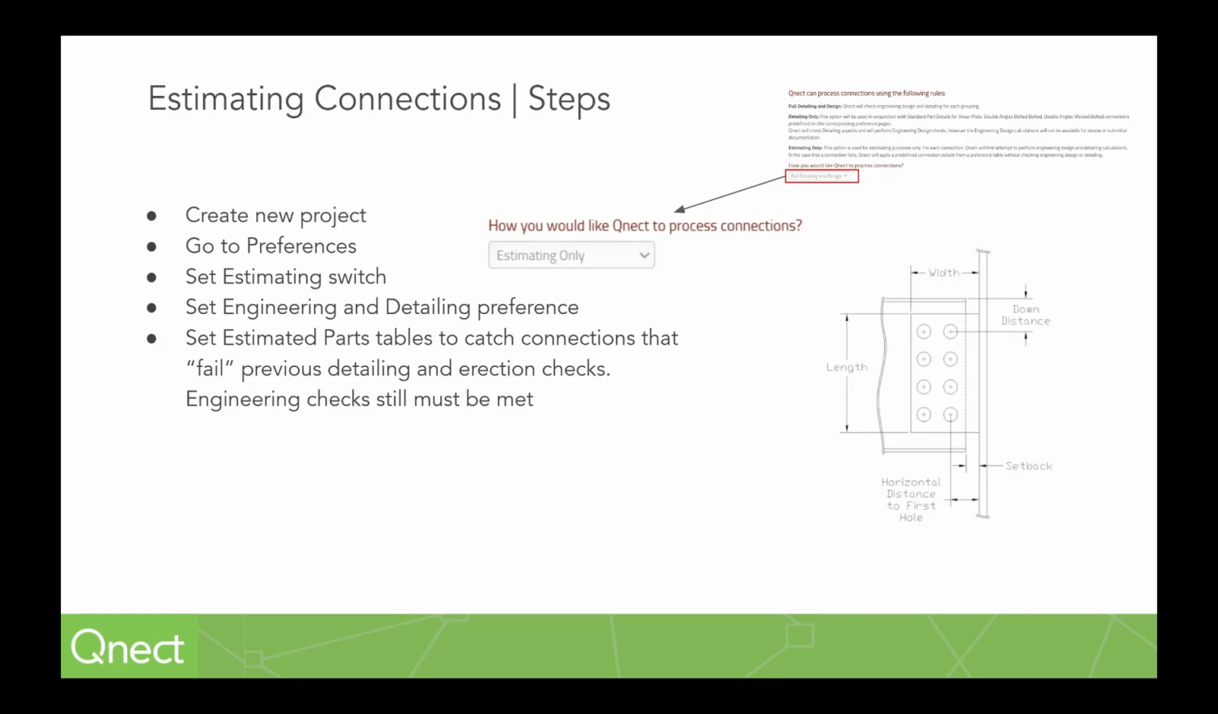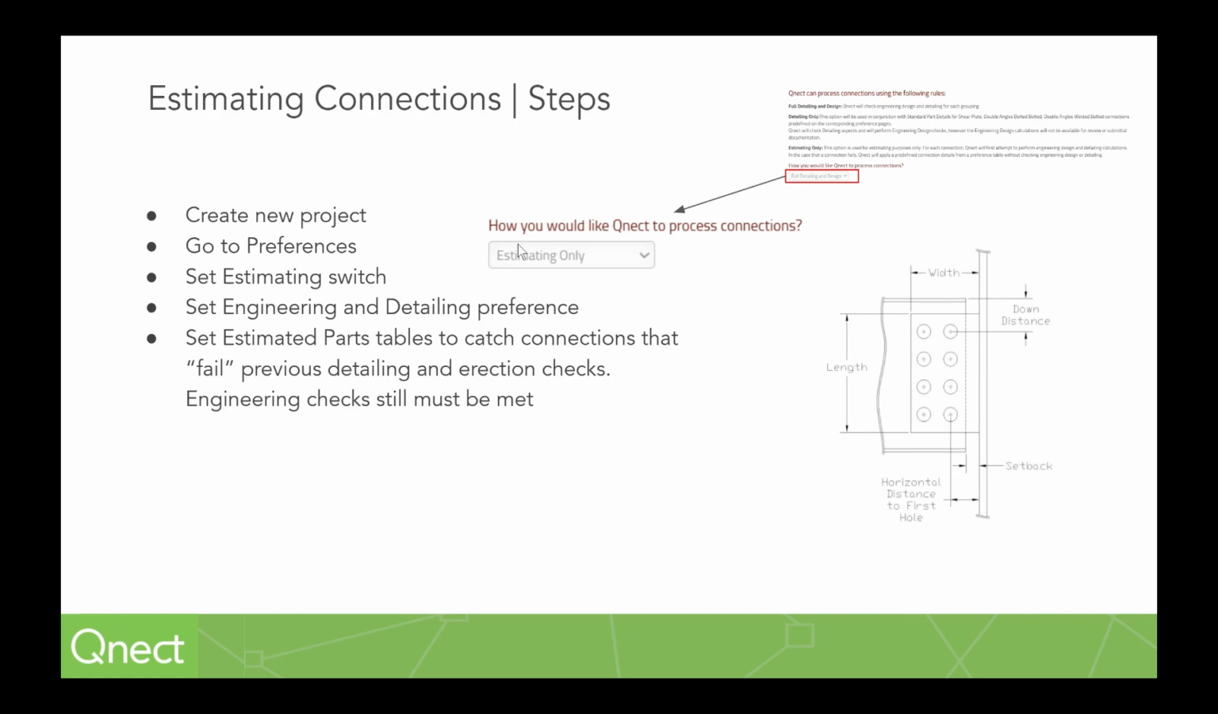Then you can go to the preferences, and in the first page under basic information, you will see here under how would you like Qnect to process connections. You need to set this to estimating only. Then you can continue with the rest of the preferences like engineering and detailing preferences.